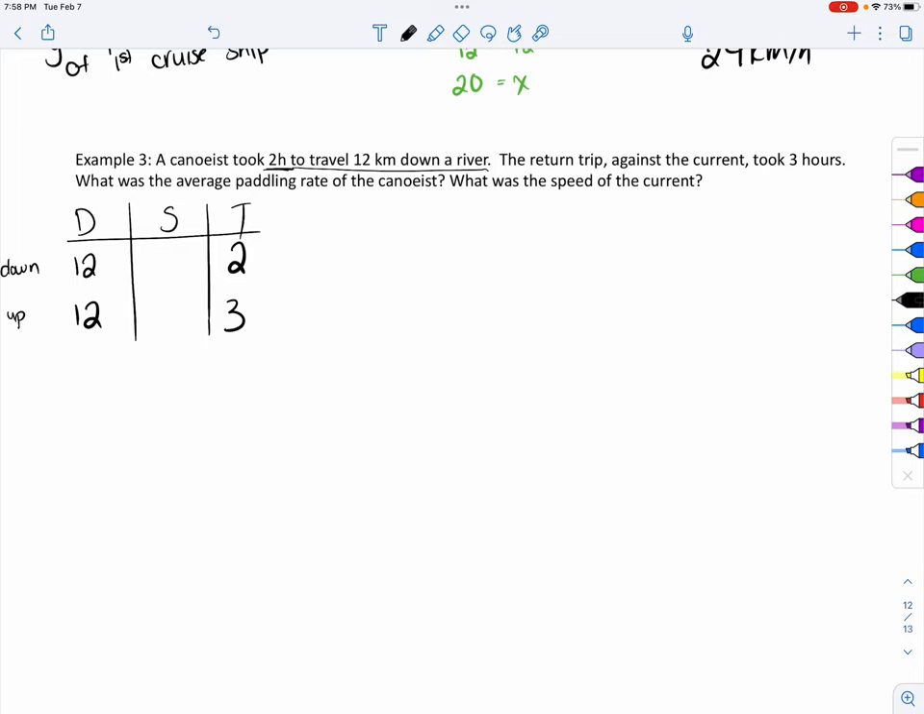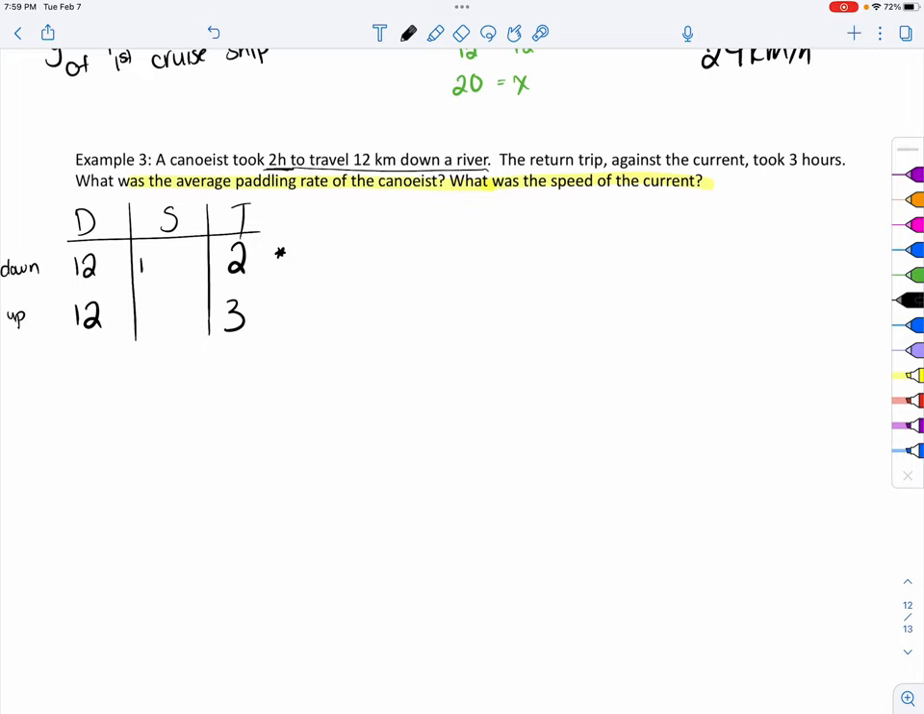What we don't know in this question, and that's what the question's asking, is the rate of the canoeist, the speed you're paddling, and the speed of the current. Those are the two things I don't know. Think about that. If you're going downstream, it's going to take 2 hours to go 12 kilometers versus upstream, or against the current, 3 hours. You're going faster here, right? You're going the same distance in a shorter period of time.